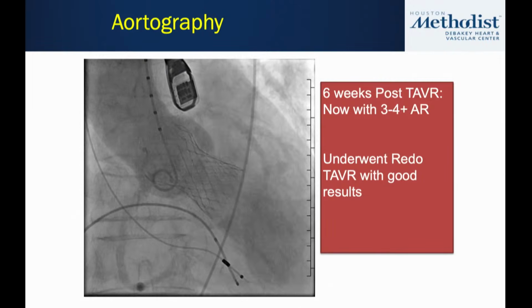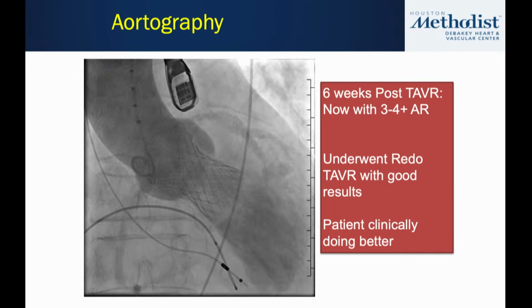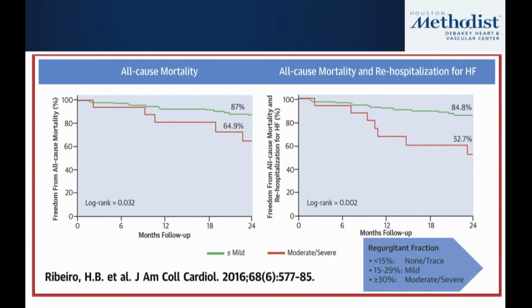This patient had a redo of the transcatheter prosthesis with significant improvement in his symptoms and did well clinically afterward. In fact, there's a nice study that came out of a Canadian group looking at patients with transcatheter aortic valve regurgitation, and it really found a few things. One is that for those patients who had a transcatheter regurgitant fraction of more than 30%, that was associated with worse all-cause mortality as well as worse composite of mortality and heart failure rehospitalization.